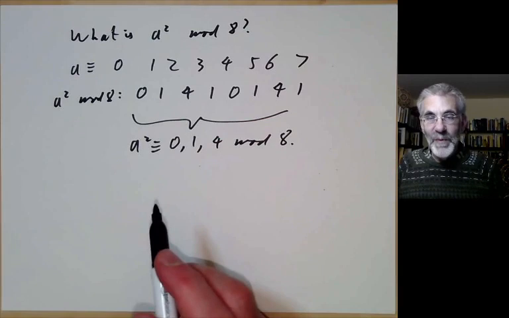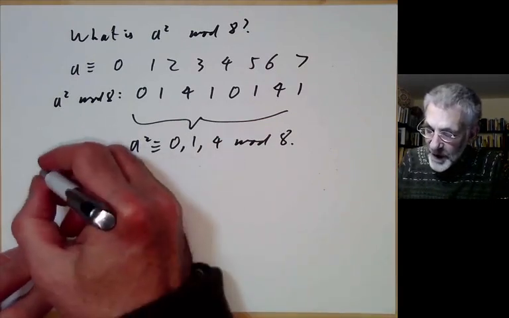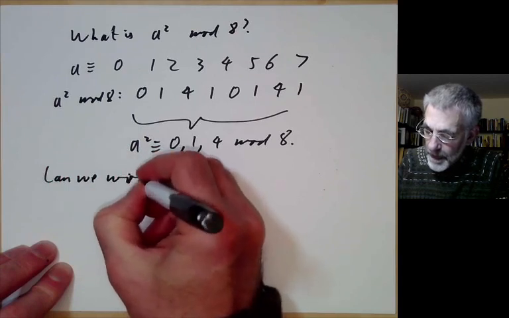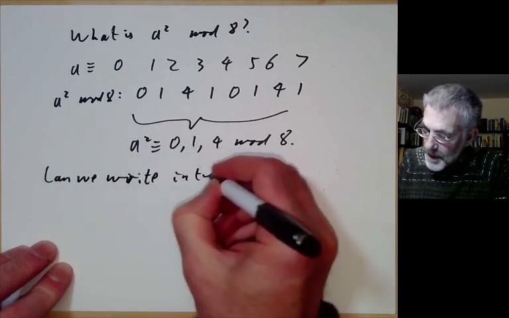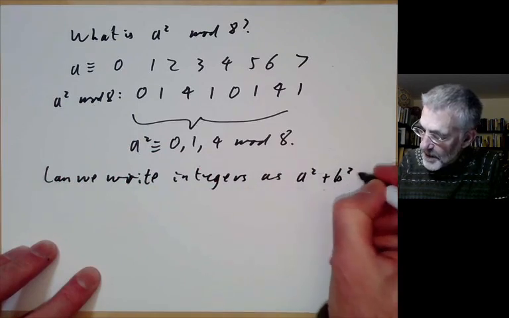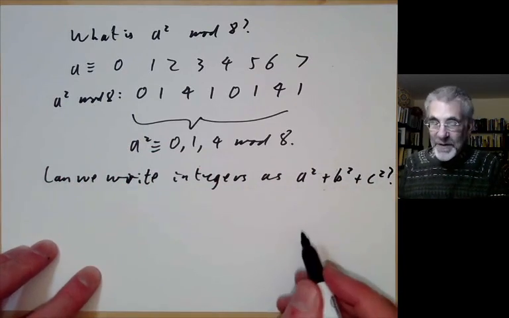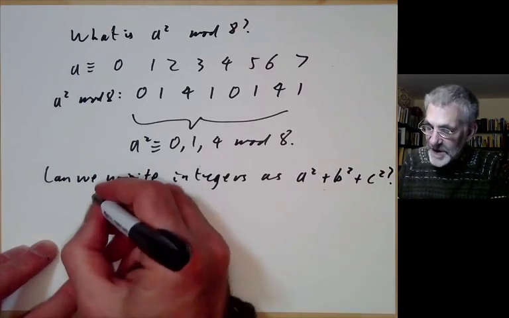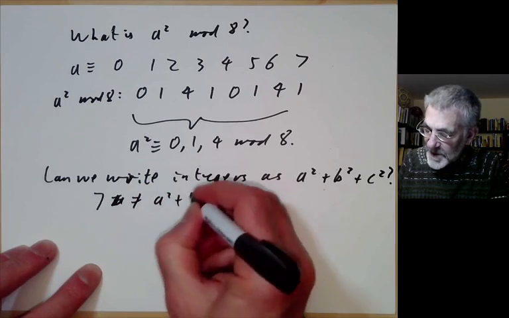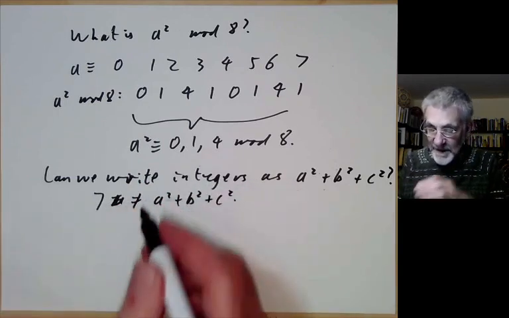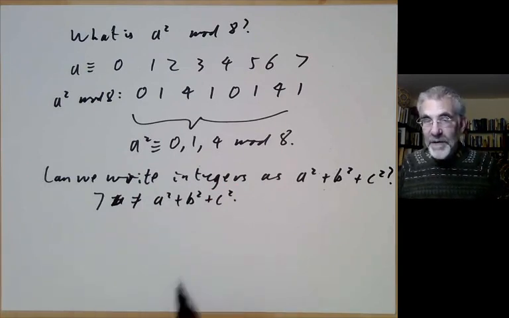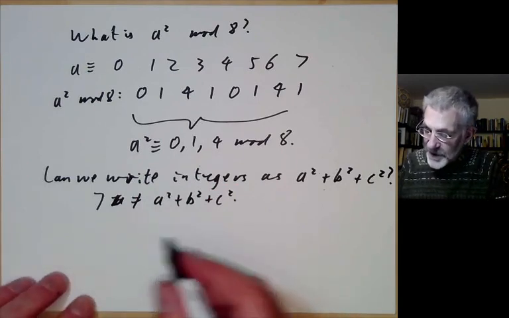So let's have an application of these. We can ask, can we write integers as a sum of three squares? And obviously you can't write all integers like this. You can easily check that 7 is not equal to a squared plus b squared plus c squared for any a, b, c. There are only a few cases to check. But in fact, we can show there are infinitely many cases when you can't do this.